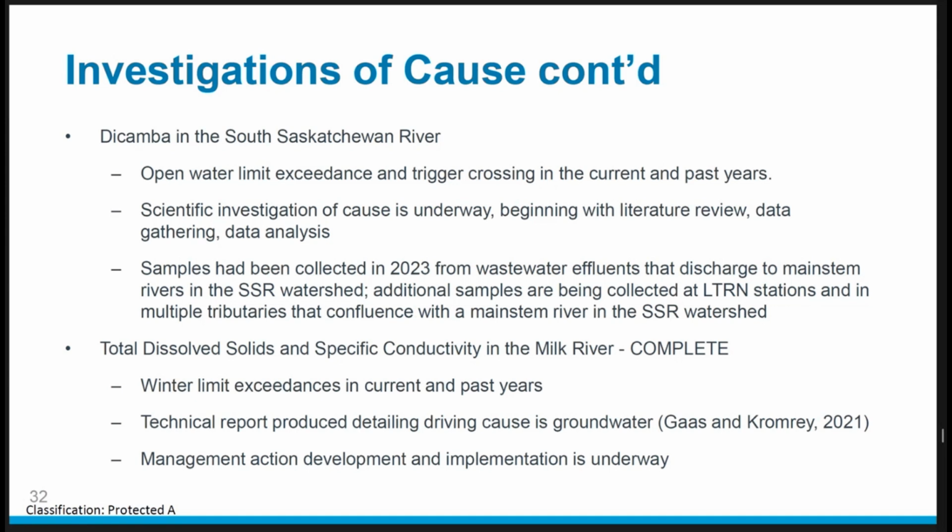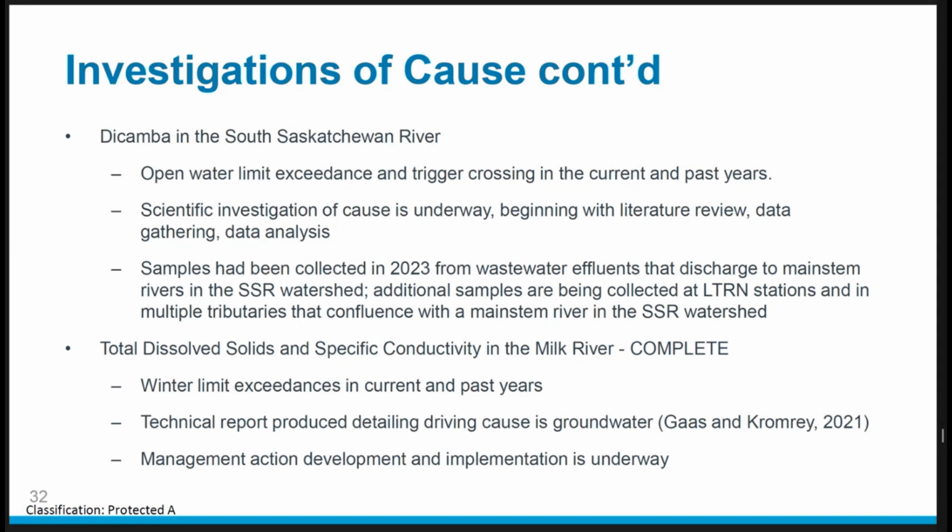A new investigation of cause has been opened this year to address the pesticide dicamba, which has crossed limits and triggers in current and past years. A literature review and additional data gathering are underway to support data analysis.